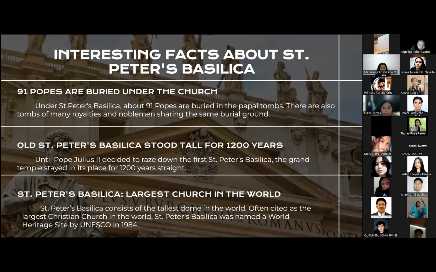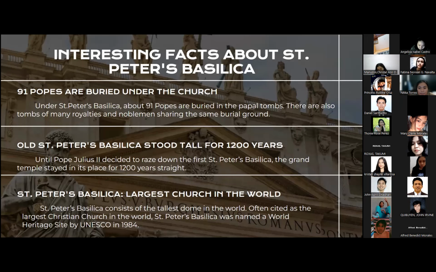The old St. Peter's Basilica stood tall for 1,200 years until Pope Julius II decided to raze down the first St. Peter's Basilica. The Grand Temple stayed in its place for 1,200 years straight.